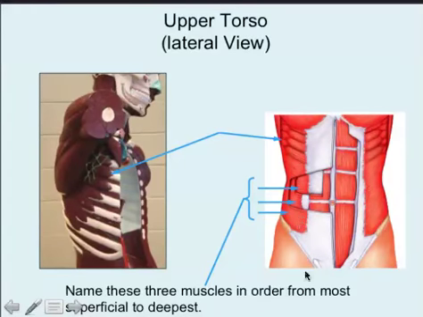And then finally the deepest muscle, which is the transverse abdominis, whose fibers run at a right angle to the long axis of the body. Okay? And just for your own edification, this muscle here is the rectus abdominis. Rectus meaning straight, meaning along the long axis of the body, so parallel to it.